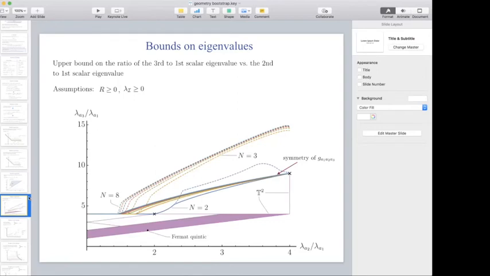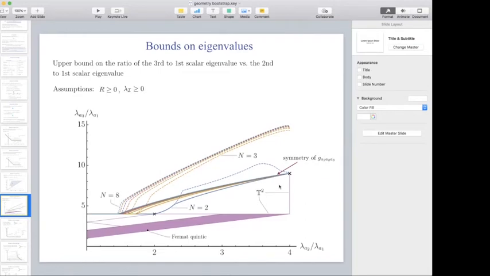Okay, here's another plot. This one's a bit busy. Again, we're assuming some curvature which is greater than 0, and we're going to assume the bound that there are no negative eigenvalues for the Lichnerowicz Laplacian. Here's now the ratio of the third eigenvalue to the first eigenvalue. These dotted lines are upper bounds that you get generically in various dimensions. These solid lines are better bounds that you get if you impose, again, this kind of symmetry on the eigenfunctions.